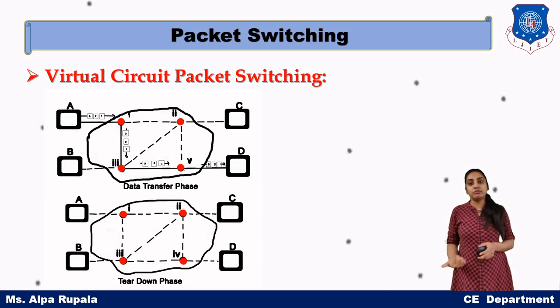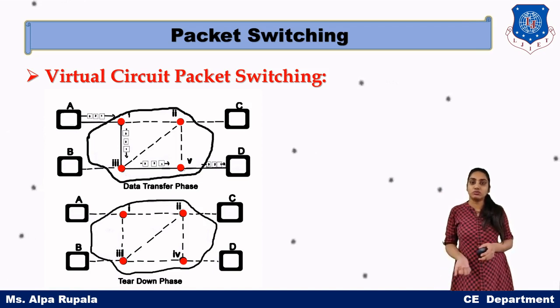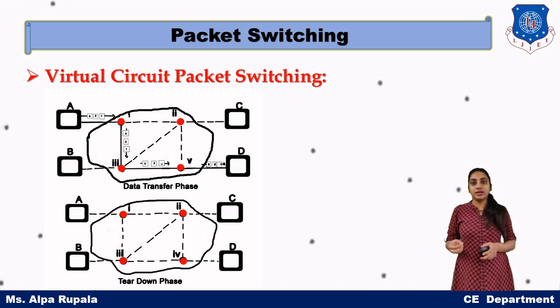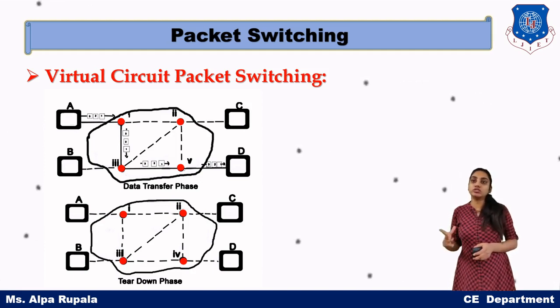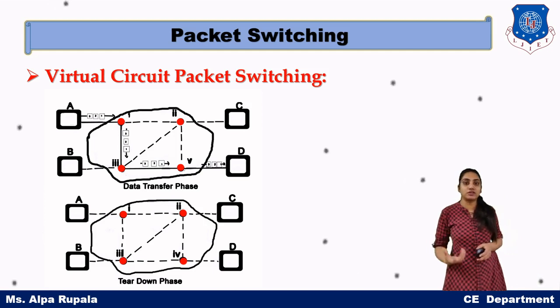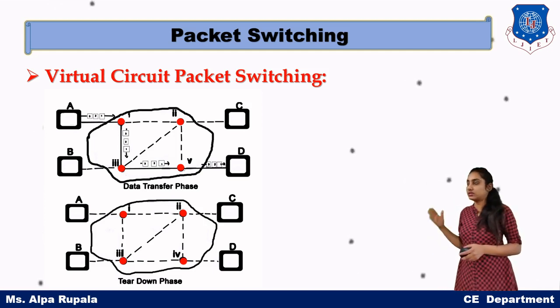That means other parties can also use that particular route. The route which is found, the virtual circuit identification path, will be given priority for each and every packet. Okay, so this is virtual circuit packet switching, and obviously we can say that this is the best one.